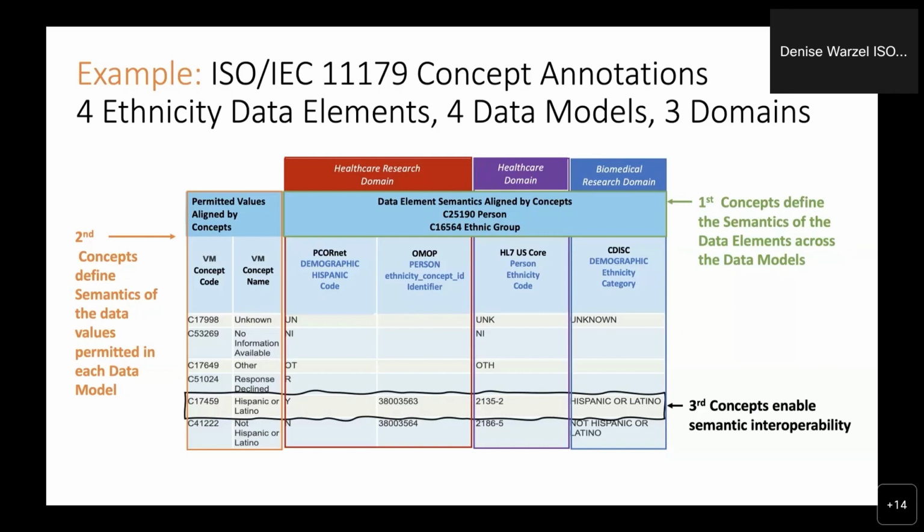I don't know how much machine learning you could try to throw at this. It still wouldn't know what those meant. But once you tag it with that concept code and you use those concept identifiers, language independent, data model independent, then a computer can tell that these 4 data values actually mean the same thing, and the context of their meaning is a person's ethnic group, and so it makes the data much more semantically interoperable.